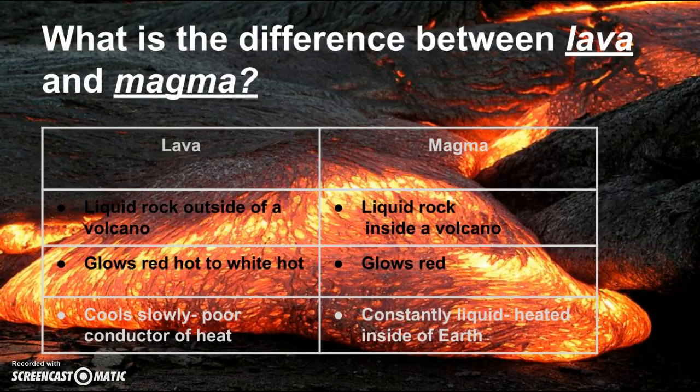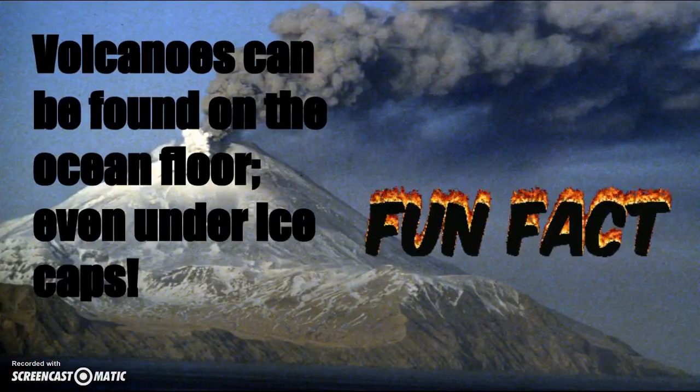What are some of the differences between lava and magma? Well, lava and magma are both liquid forms of rock. However, lava is liquid rock that's outside of the volcano, so lava is after the eruption, and magma is liquid rock that's inside of the volcano. So when the liquid rock is inside of the earth, it's called magma, and when it's outside of the earth, it's called lava.